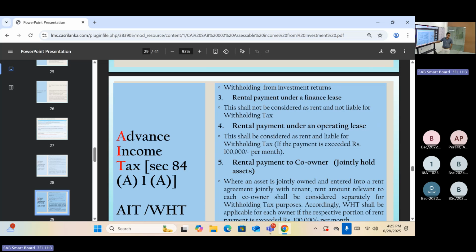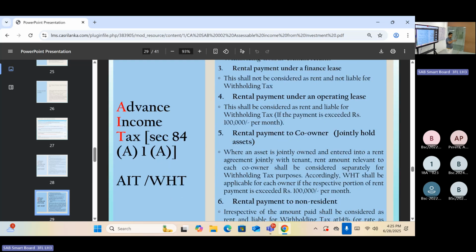In case of co-owners, that means the property is jointly owned, whether one single owner or joint owners, each owner should be getting more than 100,000. If it is the case, the withholding tax is applicable. Otherwise, no. Say you have land or a building rented out, and it is owned with your brother or sister. In such a case, the respective portion of each should be more than 100,000.